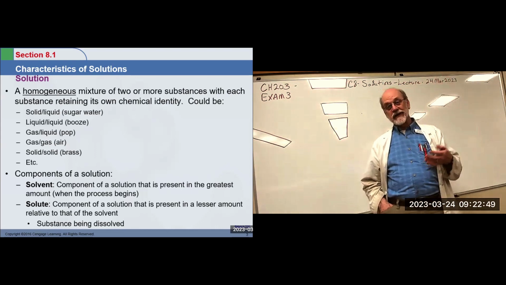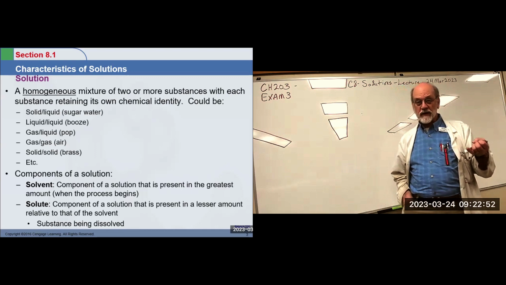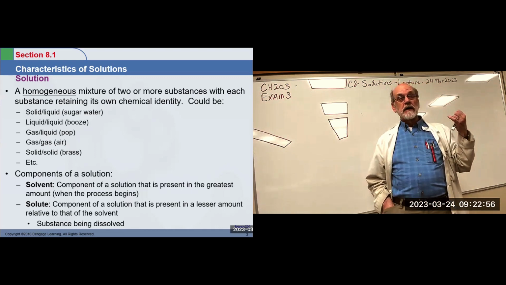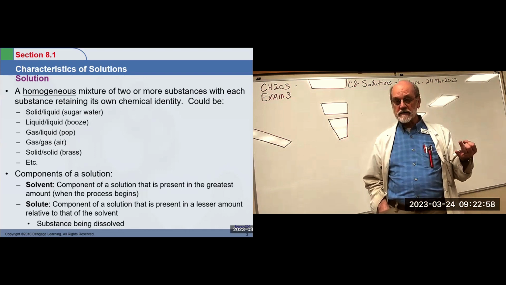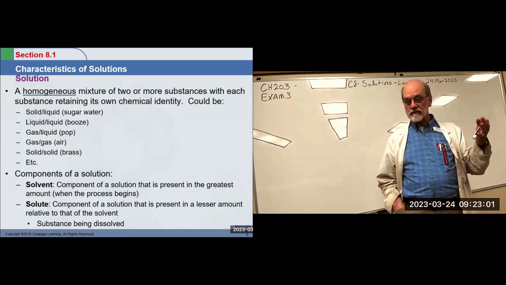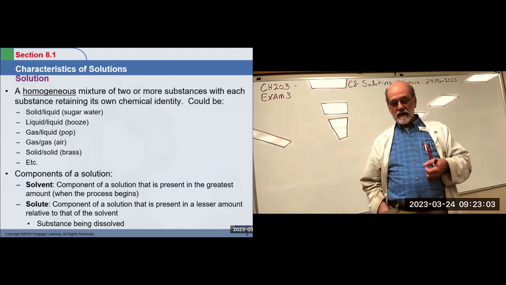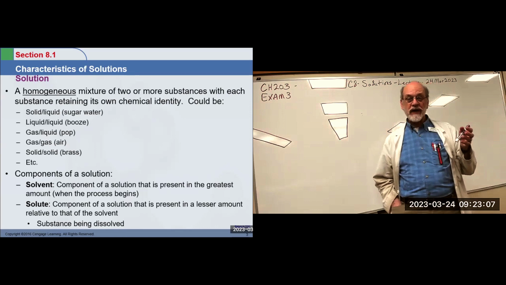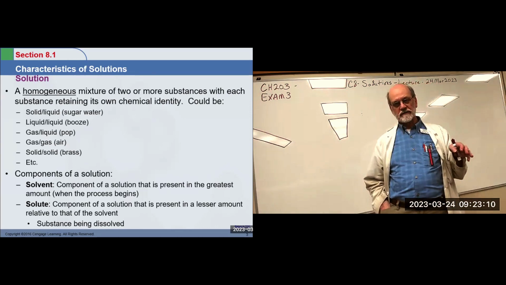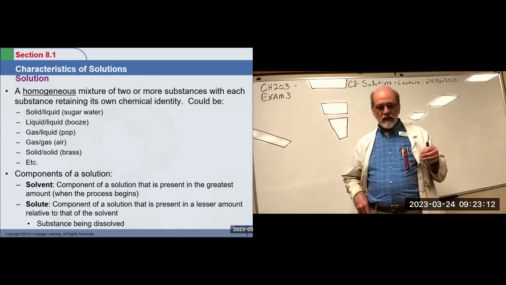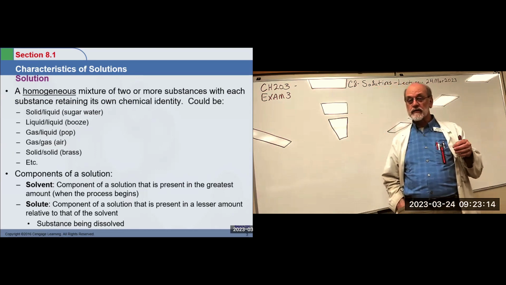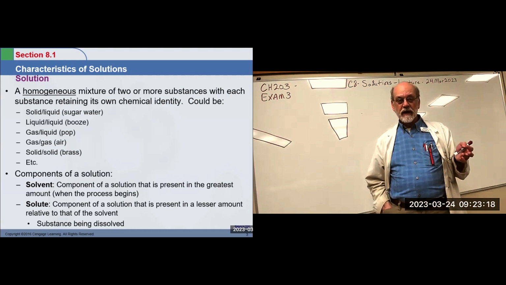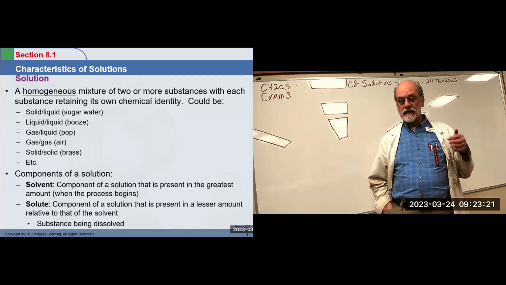You can have a solution of 2 or more gases. We breathe that every day. Nitrogen primarily, 78% nitrogen, 21% oxygen, and the rest minor components. That's a solution. And remember, anytime you put 2 or more gases together, you always get a solution. You can have a solid solution like brass, which we also call an alloy. Any metal alloy is a solution.